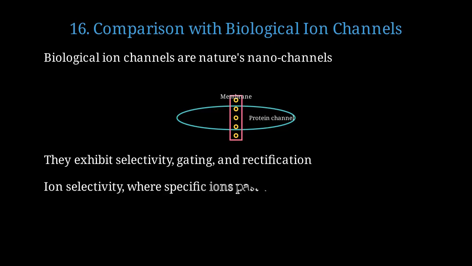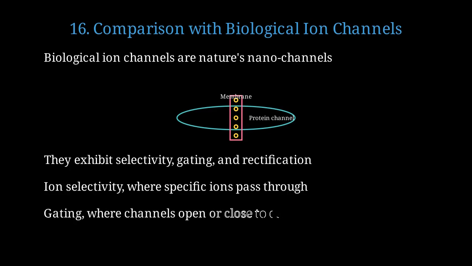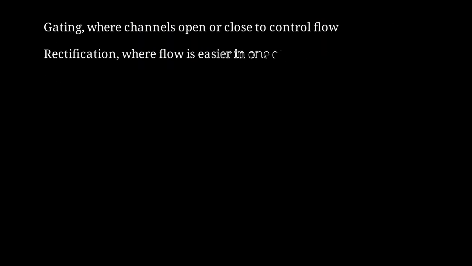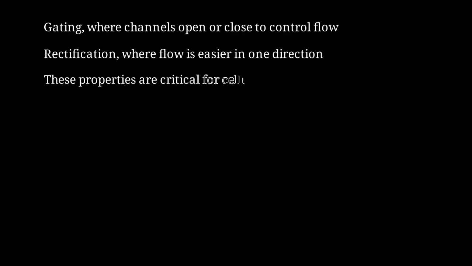They can be highly selective, allowing only specific ions to pass through while rejecting others. They can be gated, meaning they have mechanisms to open or close, controlling the flow of ions through the channel. And they can rectify, allowing ions to flow more easily in one direction than the other, similar to our nanochannels. These properties are essential for various cellular functions, including maintaining proper ion balances and generating action potentials in neurons and muscle cells.